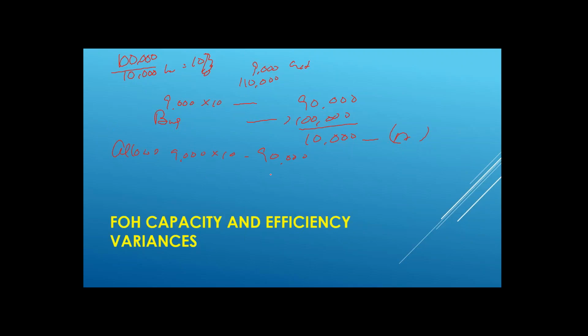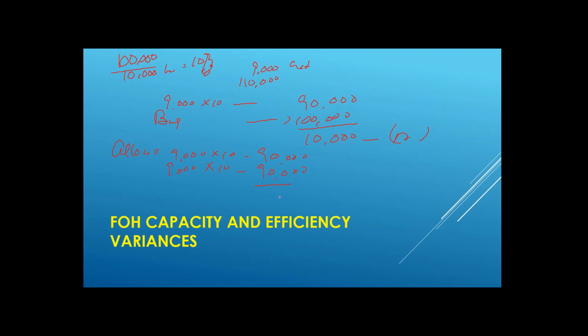Because you produce only 9,000, you will be allowed 90,000. So that is what is allowed for you: standard hours for actual production into the fixed overhead absorption rate per hour, 10, gives 90,000. Now you must see the actual hours worked. The actual hours worked is also 9,000 in this case, at the fixed overhead absorption rate of 10, so 90,000.